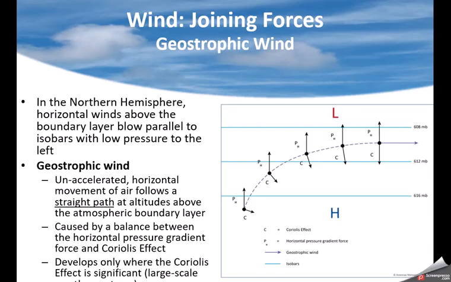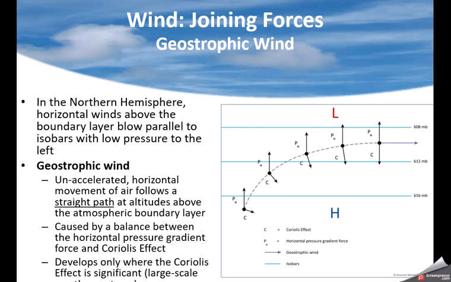We like to simplify things in weather as much as we can. You just saw the list of forces. Well, let's see if we can get rid of a few of them. So geostrophic wind. Geostrophic wind has only two forces. We've taken out friction, and we've taken out centripetal force. All we're going to deal with here is Coriolis effect and pressure gradient.